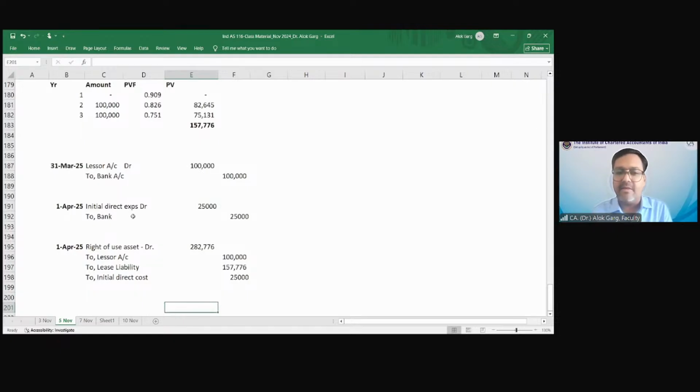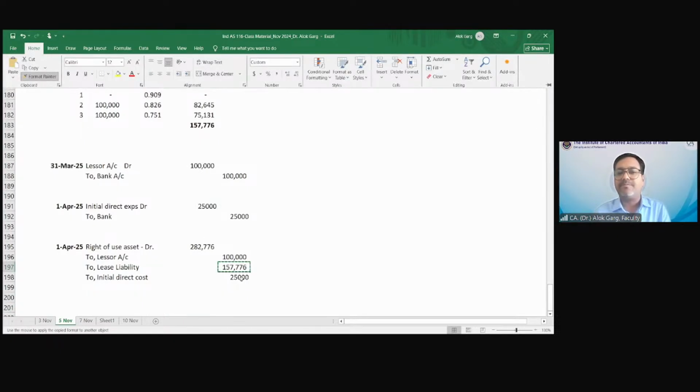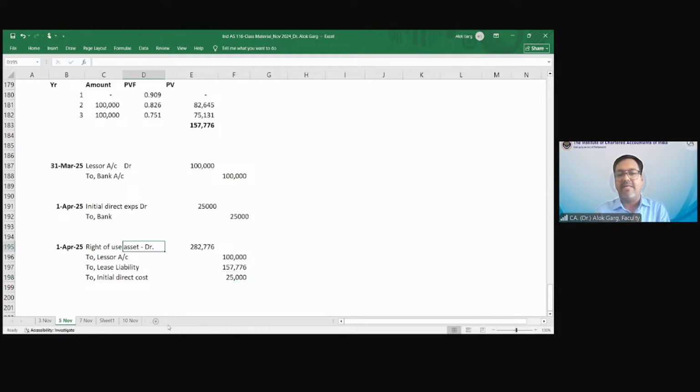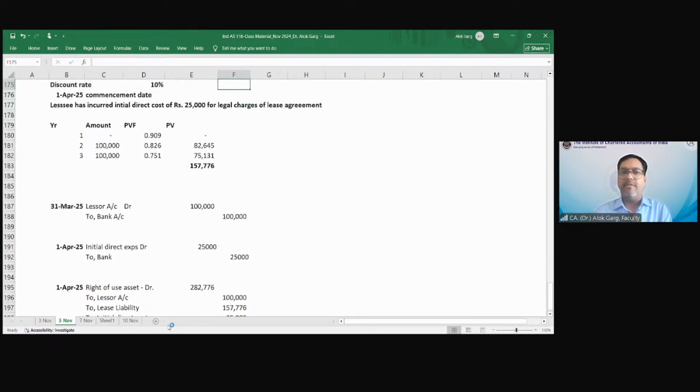Is that clear? Alternatively, instead of passing this accounting entry in two steps, you can directly pass right of use asset to bank, which is the initial direct cost. Is that clear? Yes.